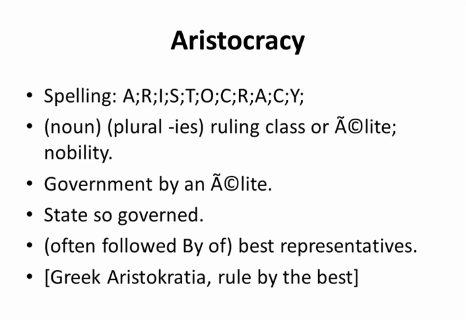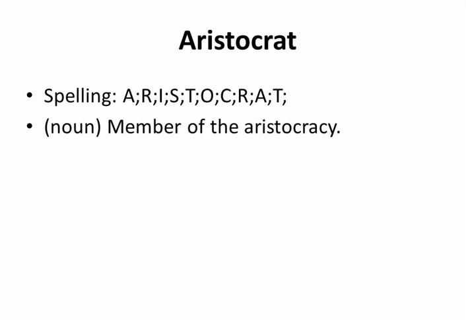Aristocracy. Spelling, A, R, I, S, T, O, C, R, A, C, Y. Noun, plural ies, ruling class or elite, nobility. Government by an elite. State so governed. Often followed by of, best representatives. Greek aristokratia, rule by the best. Aristocrat. Spelling, A, R, I, S, T, O, C, R, A, T. Noun, member of the aristocracy.